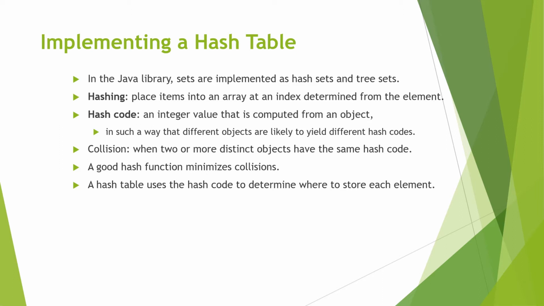A hash table uses the hash codes to determine where to store each element. In fact, the hash code would be either the same as the index of the array in which we store the element, or the hash code should be manipulated and then becomes the index in the array in which we store that element.